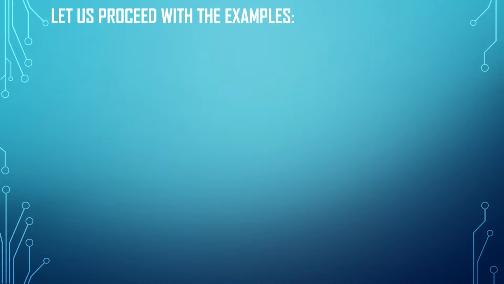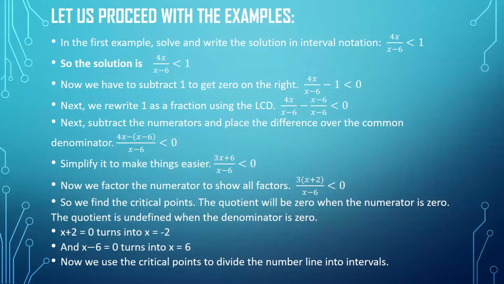Let us proceed with the examples. In the first example, solve and write the solution in interval notation: 4x over x minus 6 is less than 1. Now, we have to subtract 1 to get 0 on the right. Then we rewrite 1 as a fraction using the LCD. Next, subtract the numerators and place the difference over the common denominator. Simplify to make things easier. Now we factor the numerator to show all factors.